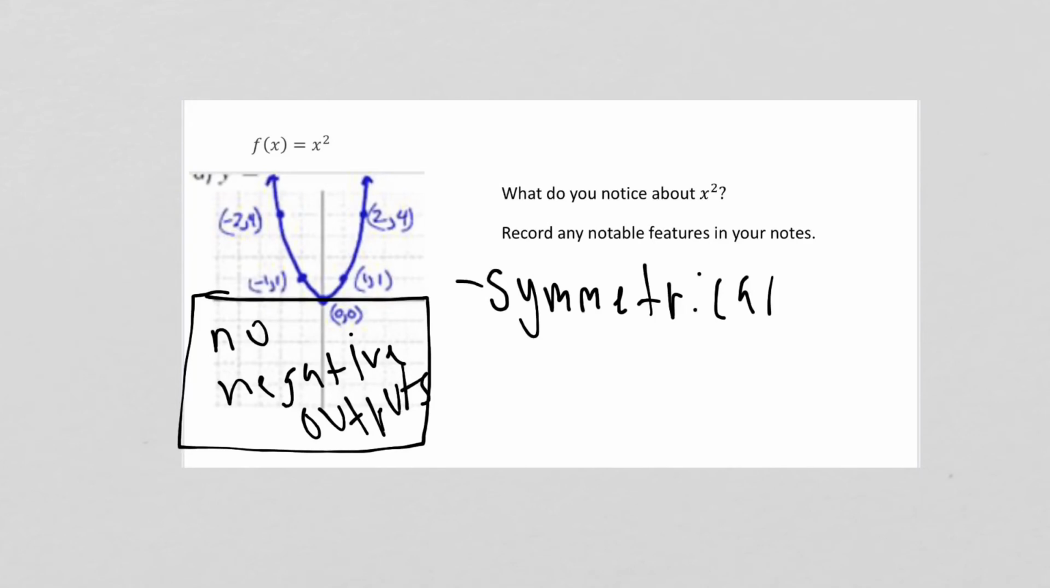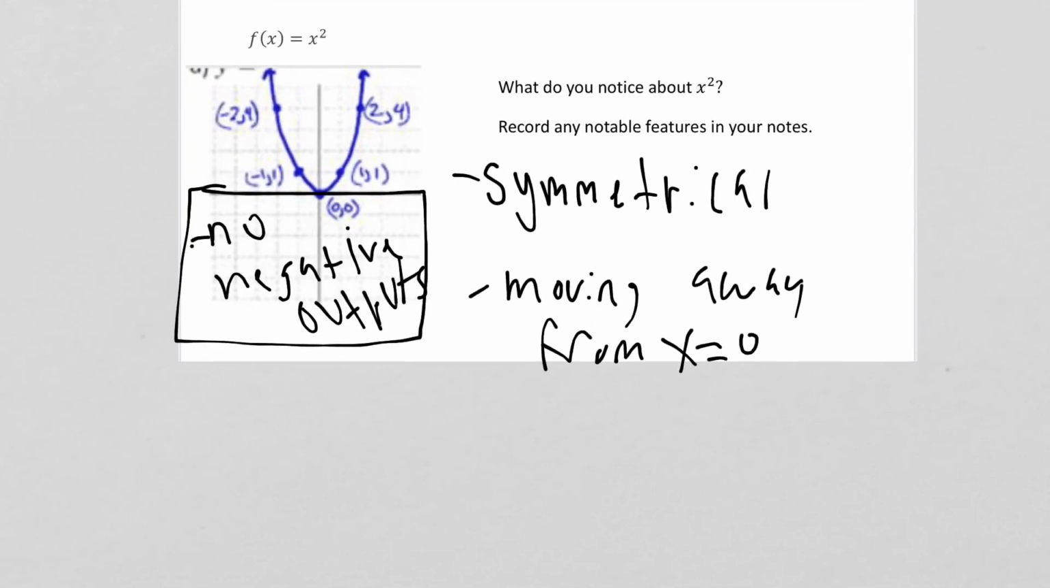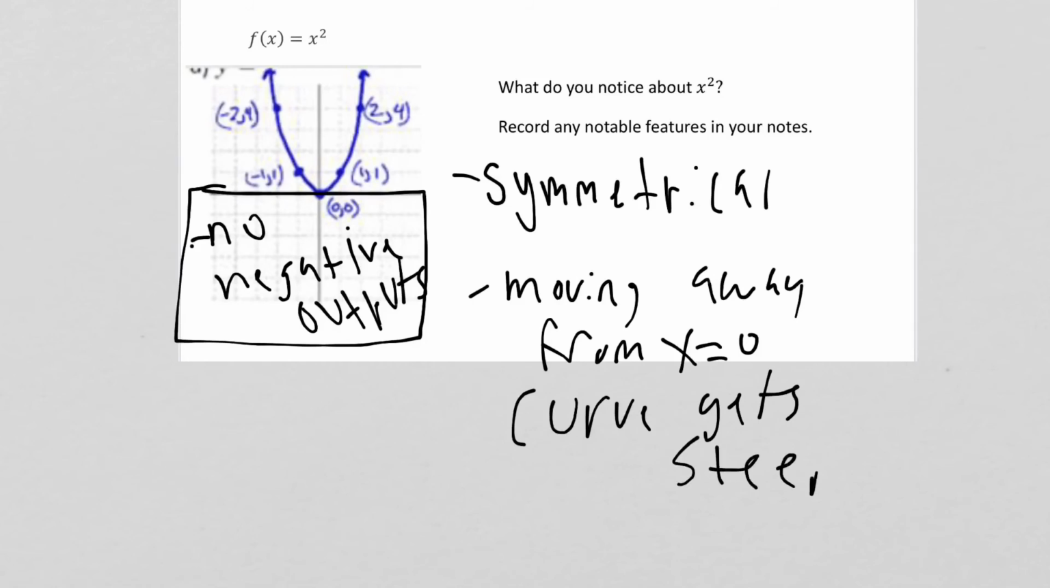Okay, and you may have noticed more things, and I'd love to hear those from you, but the last one I really want to focus on here is that as you move away from x equals 0, the curve gets steeper. So you can notice that as you move away from 0, this curve in general is getting steeper on either side. So really quickly, we should deconstruct why those features are happening.